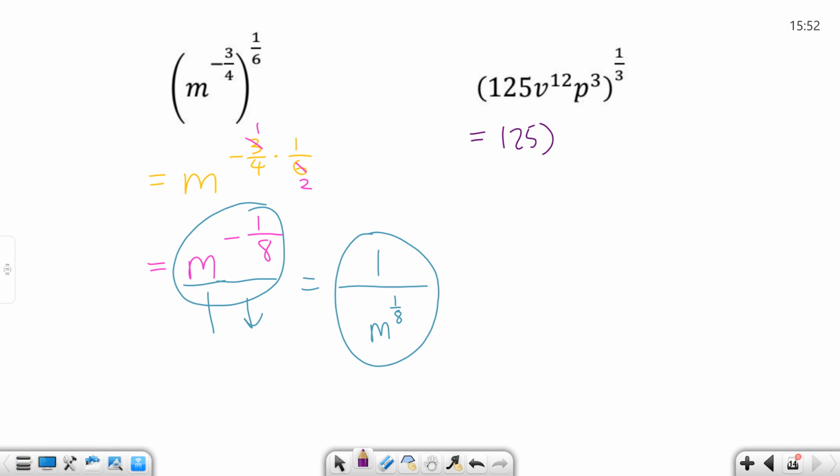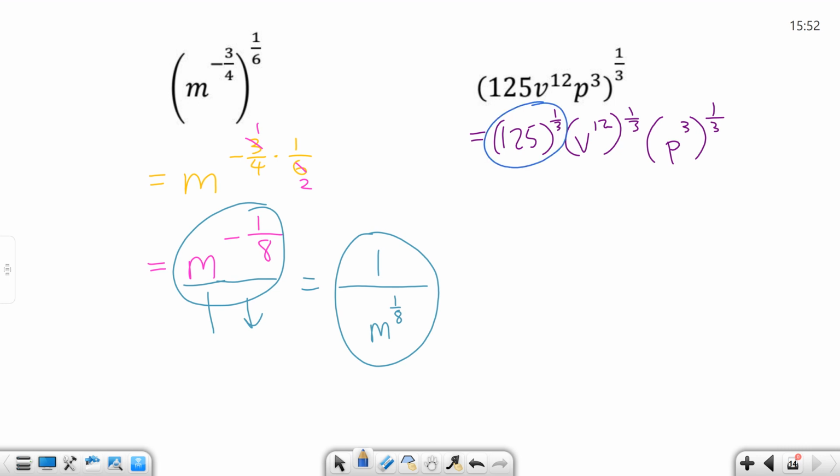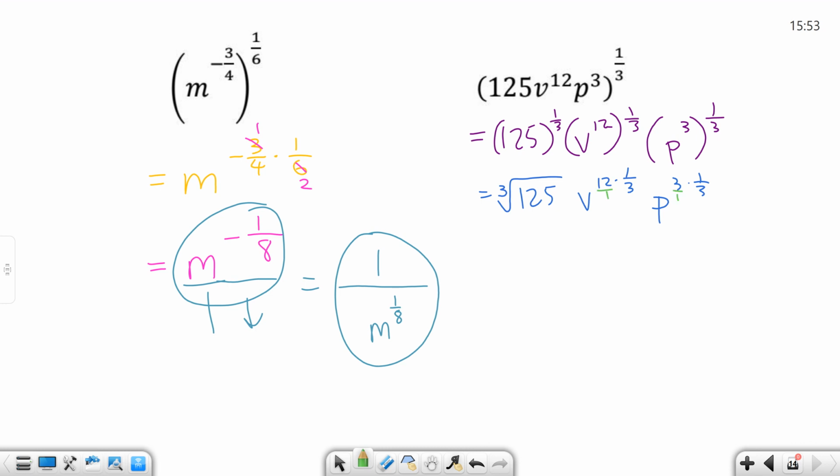We'll say this is going to be 125 to the 1/3, v to the 12th to the 1/3, and then p to the 3rd to the 3rd. And then what does it mean? Well, this first one, when it's a number, I'm definitely going to be like, okay, wait a minute. That is the cube root of 125. And here this is v to the 12 times 1/3, and p to the 3 times 1/3, all right? And then I'm going to remind myself, oh, wait a minute, this is over 1, right? So that becomes a 4, and that becomes a 1, all right? So this is v to the 4th and p to the 1st power, and the cube root of 125 is just 5. So 5 v to the 4th p is our final answer there.